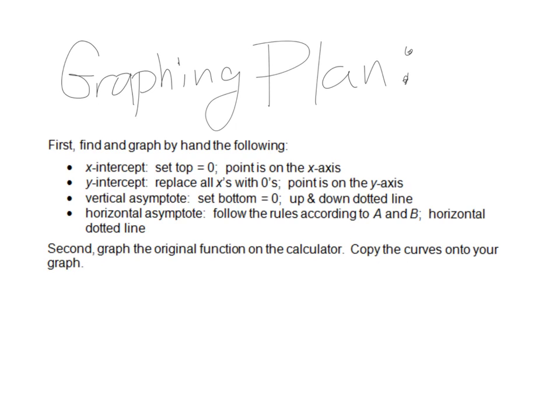The vertical asymptotes, set the bottom equal to 0, draw your up and down dotted line, maybe 2 of them. Horizontal asymptote, follow the rules according to the degree of the top and the degree of the bottom, and draw a horizontal dotted line. So by hand, you're going to draw all of those things. Then, we're going to graph the original function on the graphing calculator, and there will be curves on the calculator that we will copy onto our hand-drawn graph to finish the graph up.